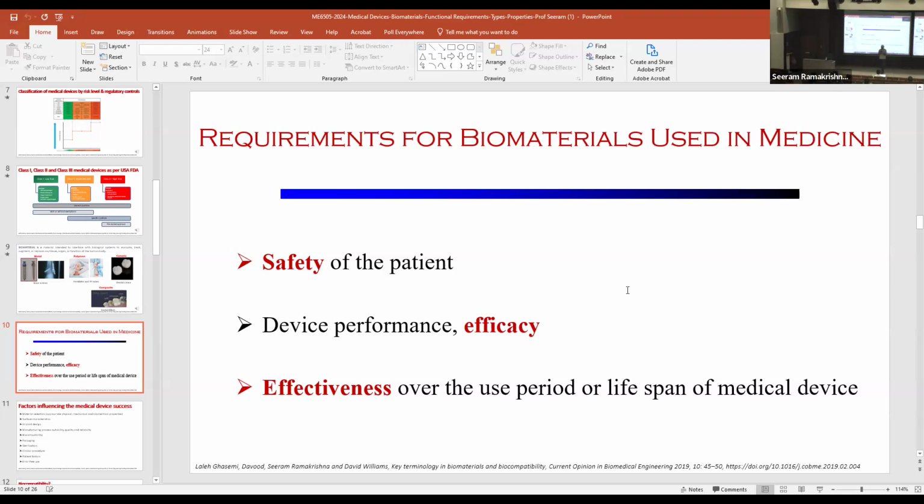Sometimes people come up with new drug delivery methods, and after 10 years they say it is not working because the drug is actually not reaching the place it is supposed to go. So they find out the effectiveness is not there.